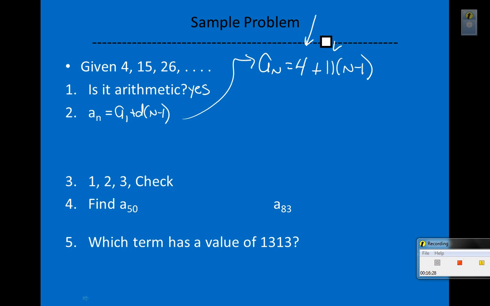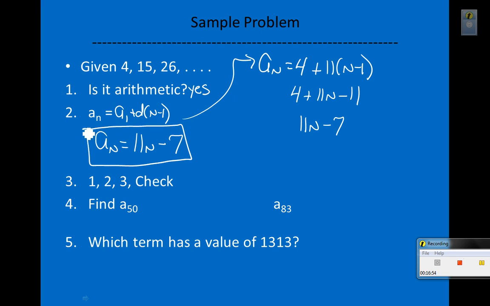Now you're going to simplify. So I'm going to distribute. I'm going to get 4 plus 11n minus 11. When I combine like terms, I'm going to get 11n minus 7. So for my formula, guys, it's going to be a sub n equal 11n minus 7.